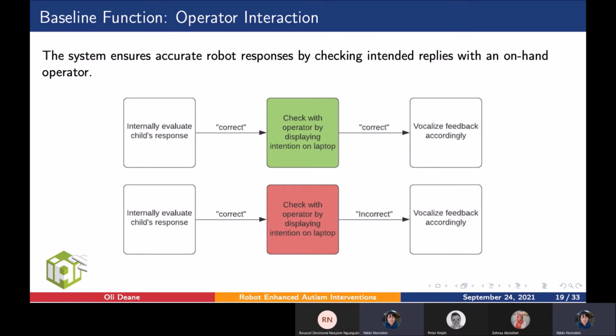And then the last function that I wanted to talk about is the operator interaction capability. It was quite important to us that the child was receiving reliable teaching methods, and so we didn't want the robot to make mistakes. So whenever the robot wants to evaluate the child's response, it checks in with an on-hand operator by displaying its intended reply on a screen. For example, it would display correct, and the on-hand operator, if they think it's also correct, will press enter and it will continue. Otherwise, they'll input some kind of correction.